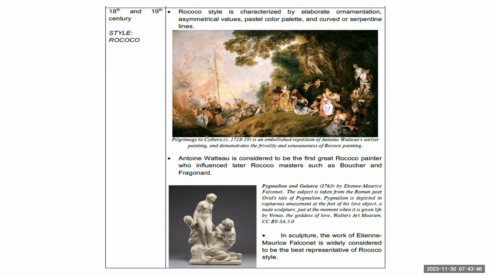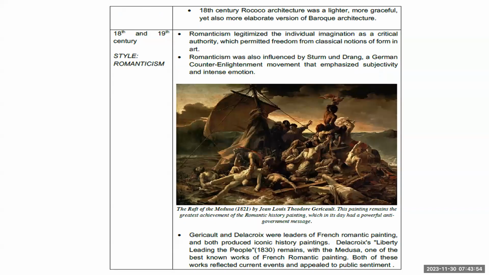In sculpture, the work of Etienne Maurice Falconet is widely considered to be the best representative of Rococo style. In the 18th century, Rococo architecture was a lighter, more graceful, yet also more elaborate version of the Baroque architecture. Now let's proceed to the Romanticism style.